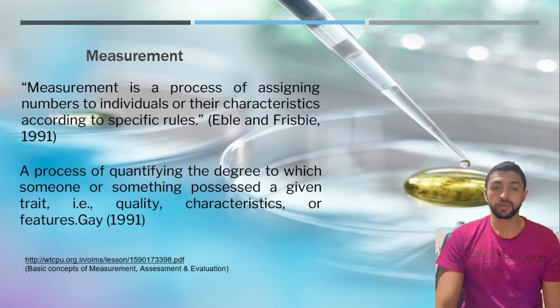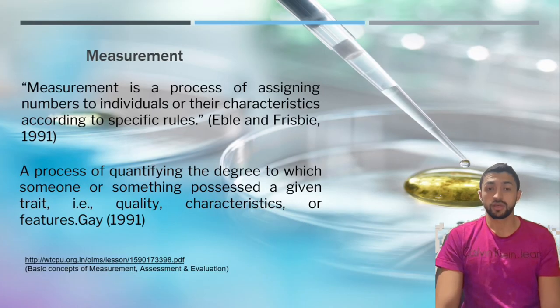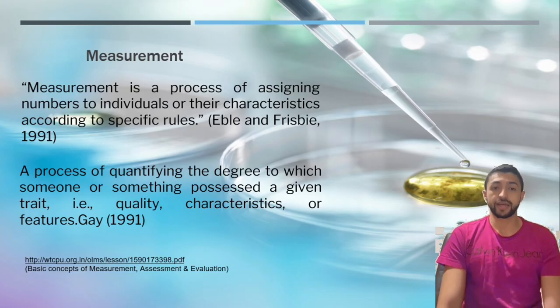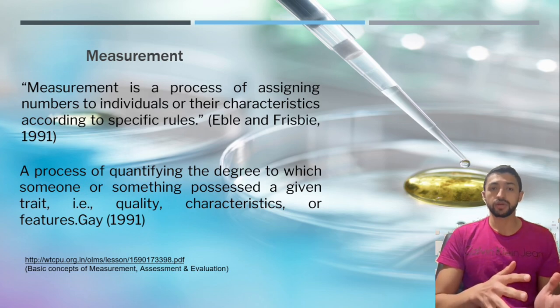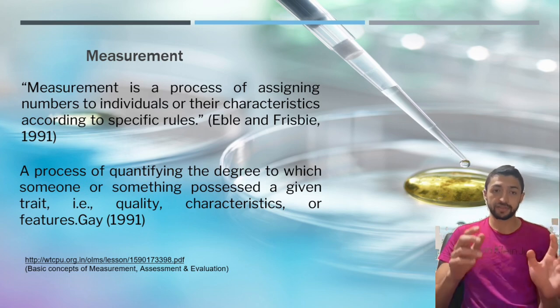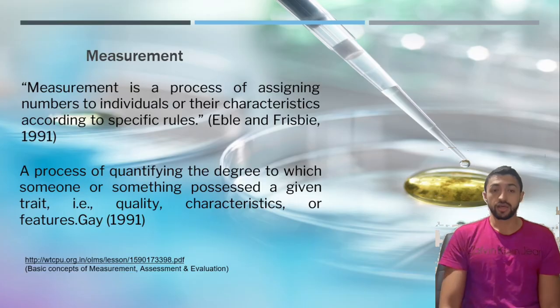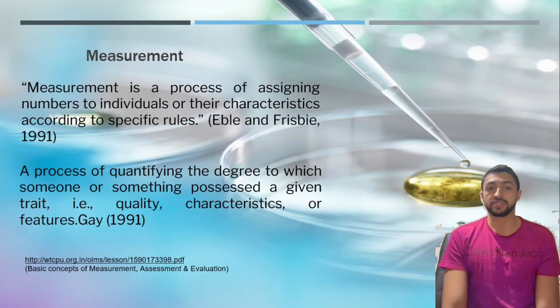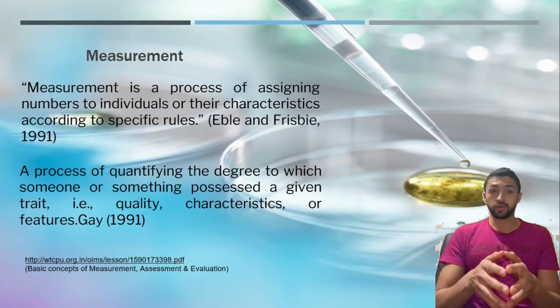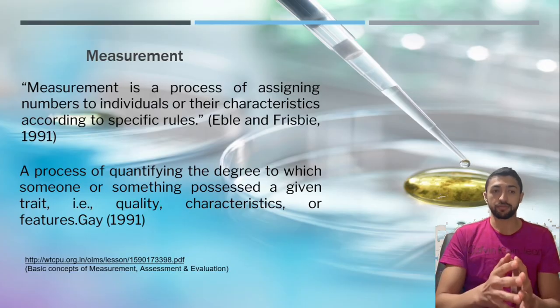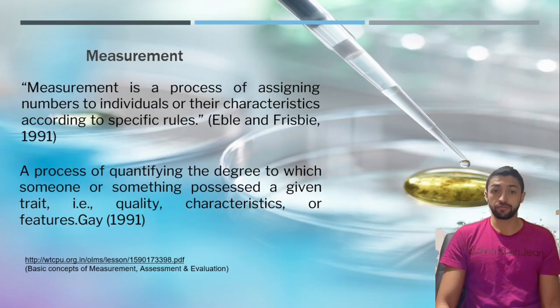The last element we will analyze is called measurement. How can we define measurement? Measurement is the process of assigning numbers to individuals or their characteristics. We also take into account specific rules for that process. The second definition we have is a process of quantifying the degree to which someone or something possesses a given trait, for example, quality, characteristics, or features.